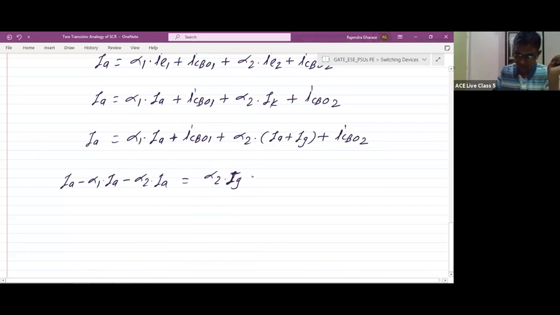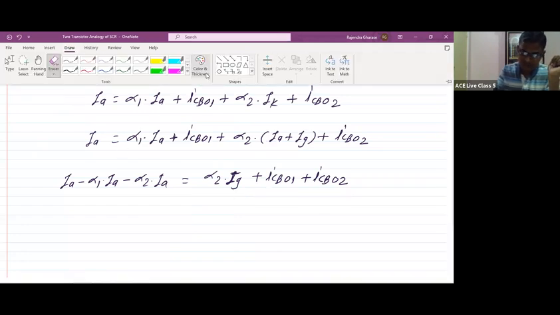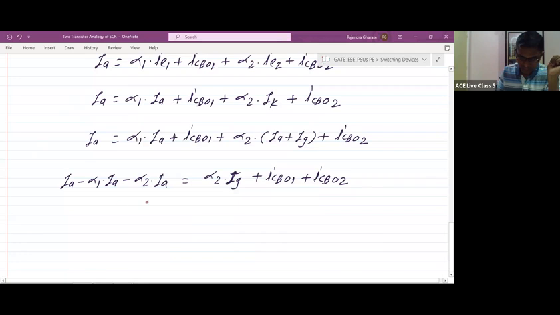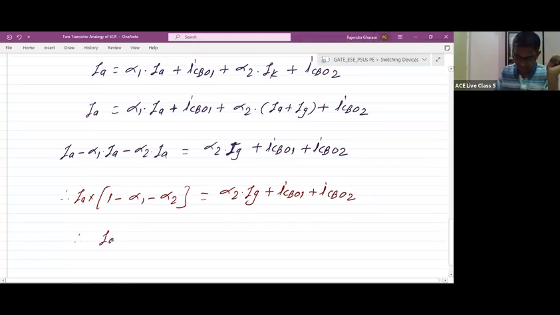Alpha 2 into IG plus ICBO1 plus ICBO2. This is the right hand side we will have. Next, from this we can take IA common, so we can write IA into (1 minus alpha 1 minus alpha 2), which is equal to alpha 2 into IG plus ICBO1 plus ICBO2.